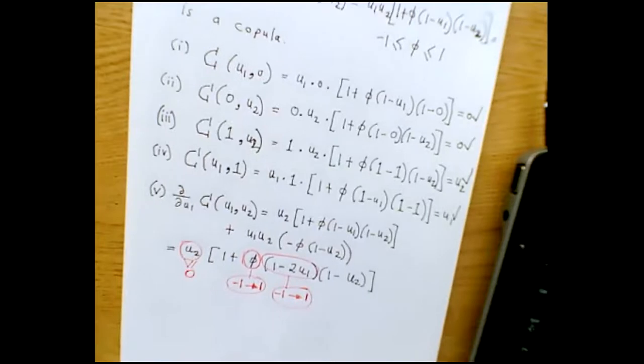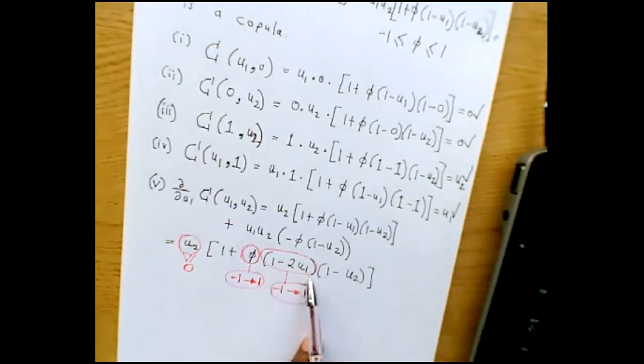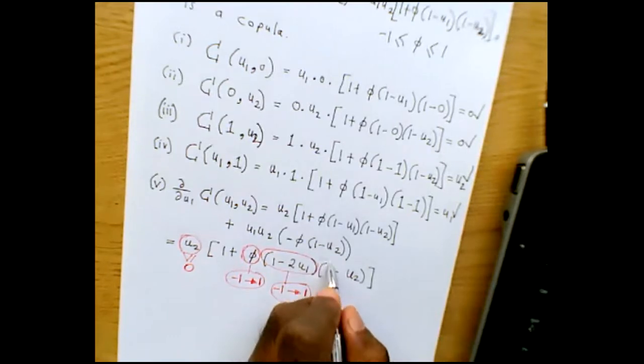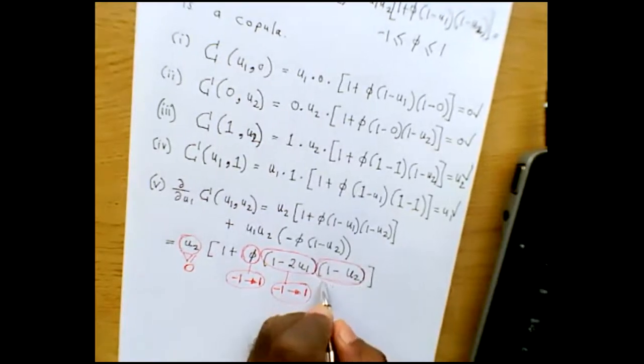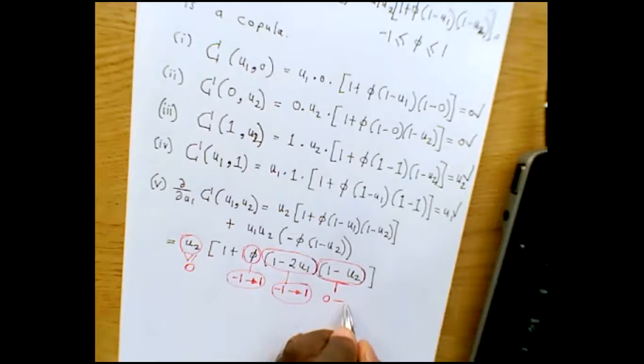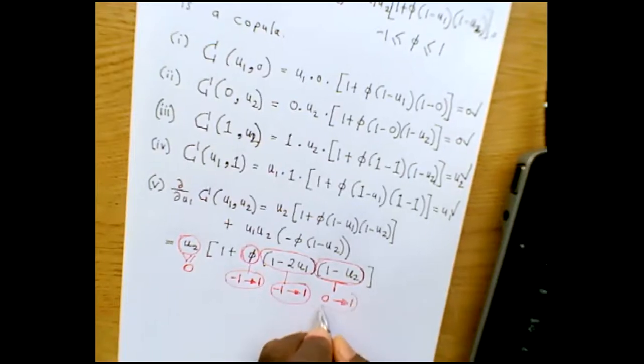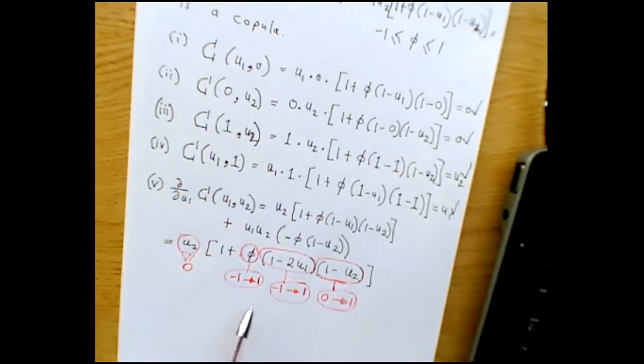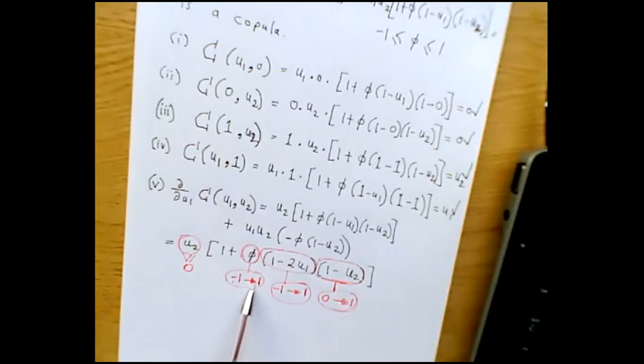Do you see that or no? Because if u1 is 0, this will be +1. And if u1 is 1, it will be -1. So the range of possible values of this is from -1 to +1, right? And this guy here, because u2 is a number between 0 and 1, the possible values are from 0 to 1. Okay, so you have three numbers here. The phi takes values from -1 to +1. 1 minus 2 u1 takes values from -1 to +1. And 1 minus u2 takes values from 0 to 1, right?